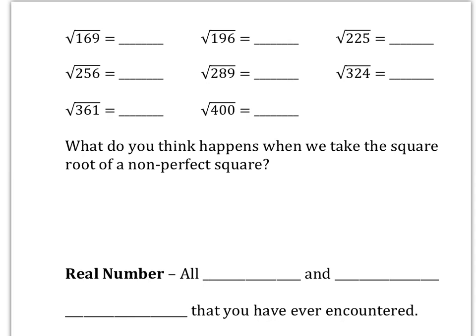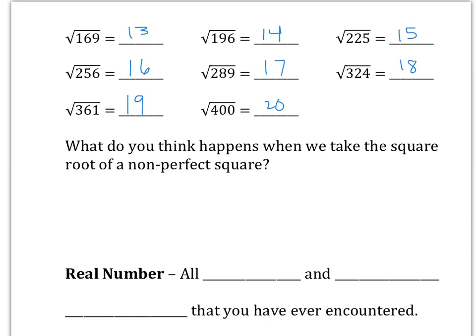The square root of 169 is 13. Square root of 196 is 14. Square root of 225 is 15. Square root of 256 is 16. Square root of 289 is 17. Square root of 324 is 18. Square root of 361 is 19. And square root of 400 is 20. So when we take the square root of a perfect square, we get an integer or a whole number, right?